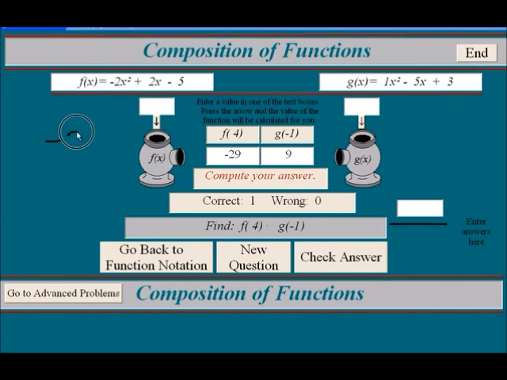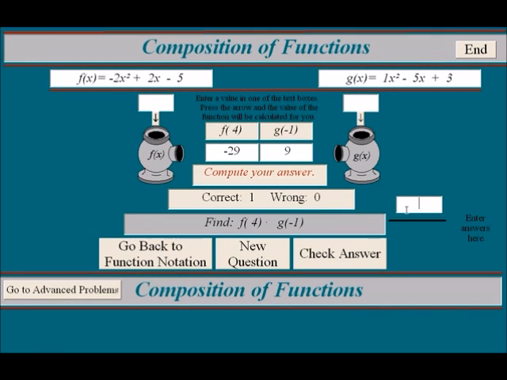So I have to go negative 29 times 9 times 81. 981. I think so. So it looks like it's negative 261. Negative 261. We check our answer. It says we're right.